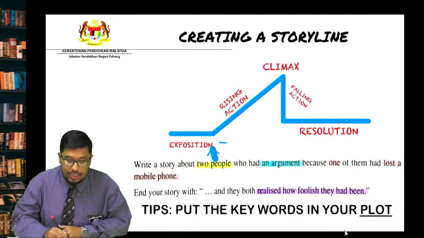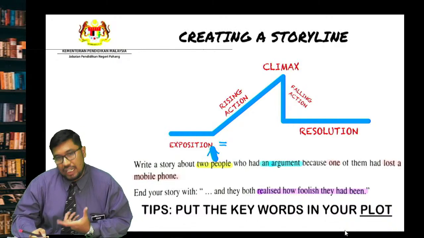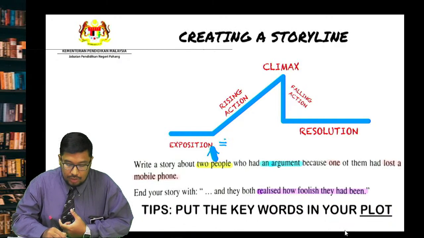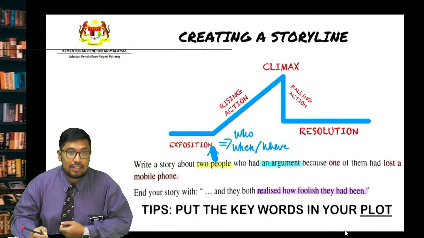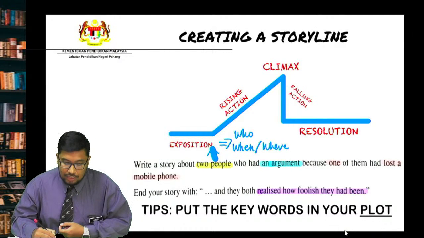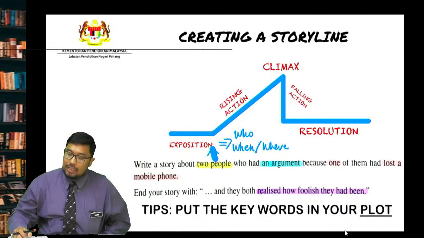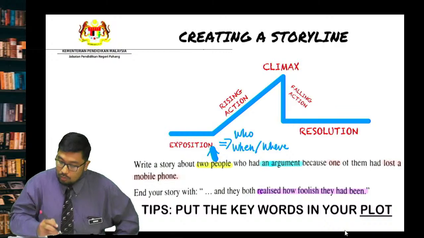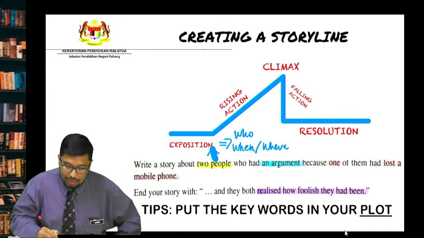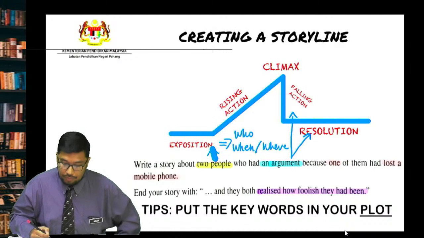Remember, the word exposition comes from the word expose. So in the beginning of your storyline, you need to expose your characters, and you also need to expose where and when the story started. Okay, after that, you have the keyword argument. For this keyword argument, it can be put in one of the two parts of your plot. For example, the argument can be written in the falling action part. Okay, also moving towards the end of your story.